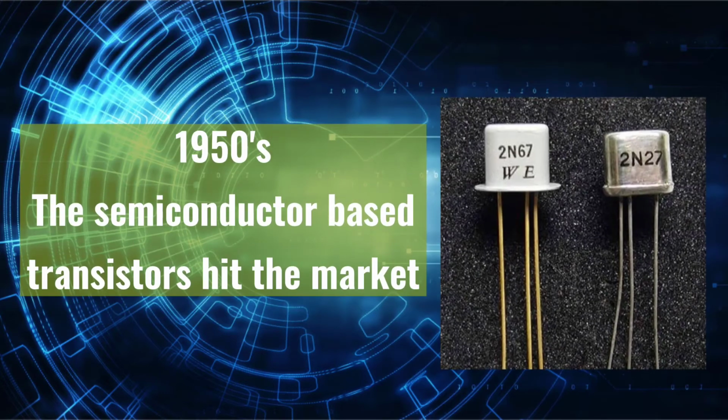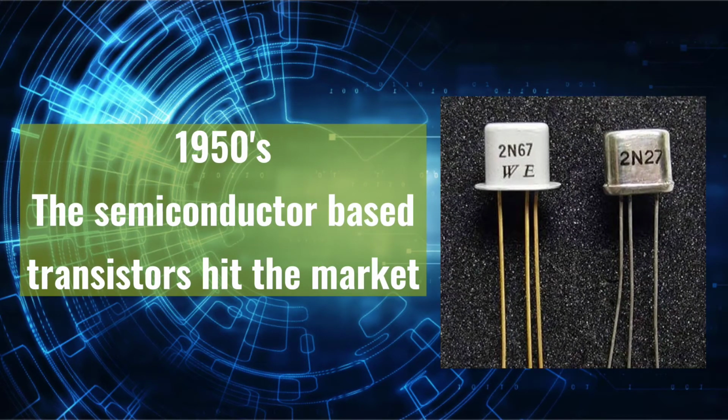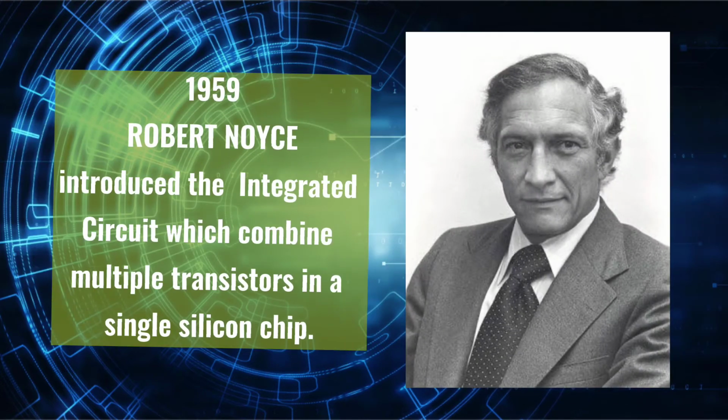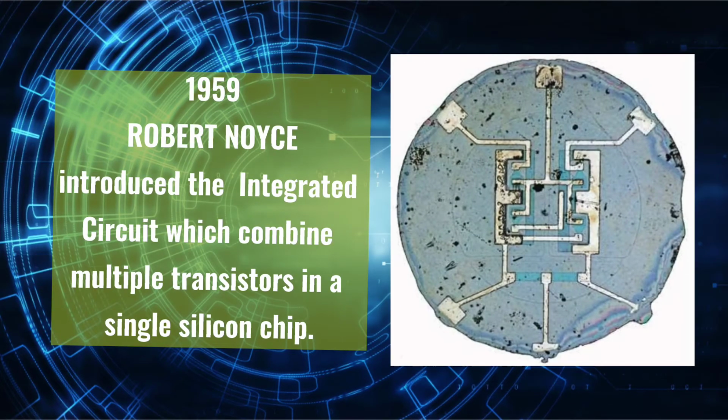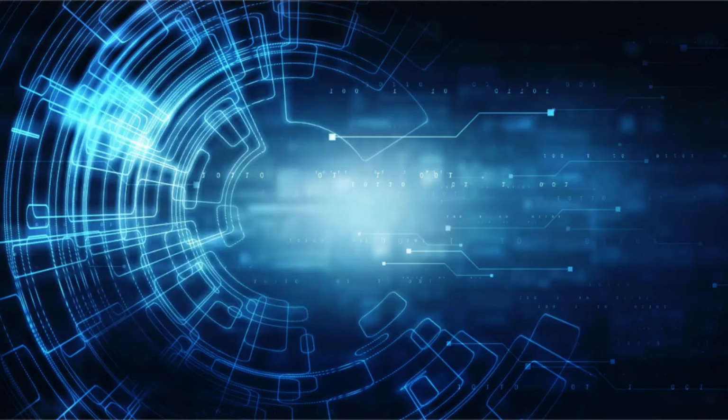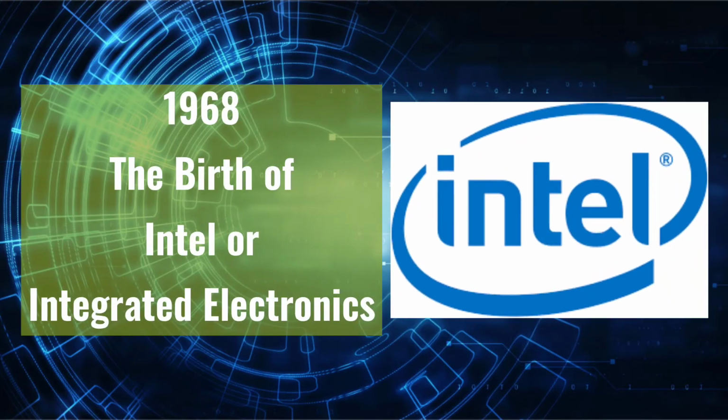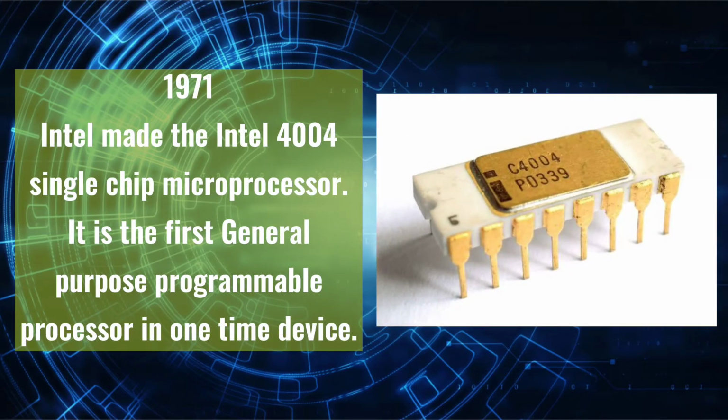In the 1950s, semiconductor-based transistors hit the market. In 1959, Robert Noyce introduced the integrated circuit, which combined multiple transistors in a single silicon chip. In 1968, it is the birth of Intel, or Integrated Electronics. In 1971, Intel made the Intel 4004 single-chip microprocessor. It is the first general-purpose programmable processor in one device.